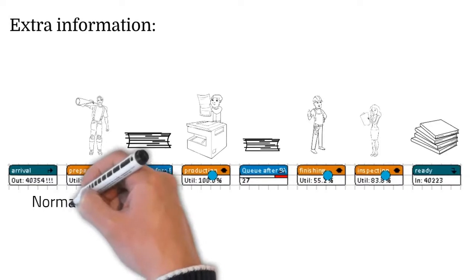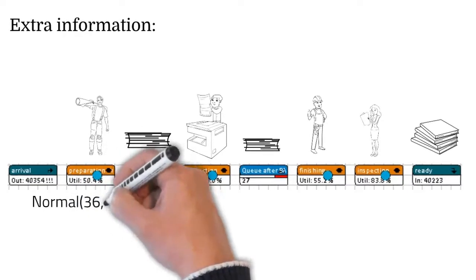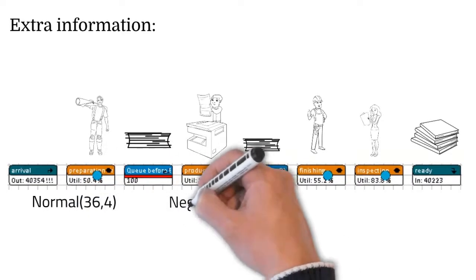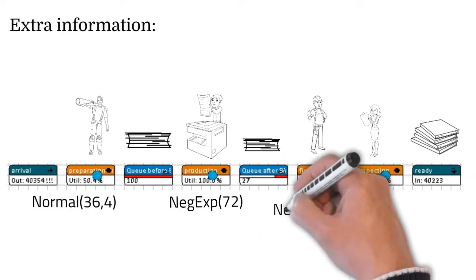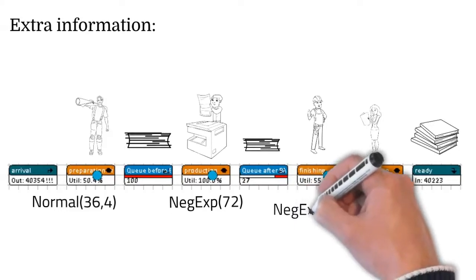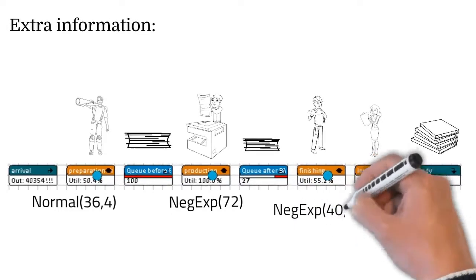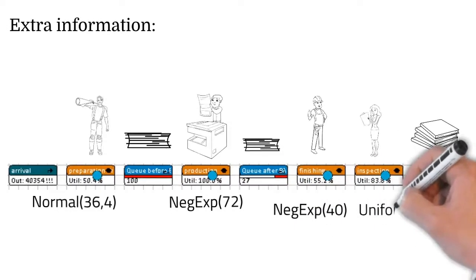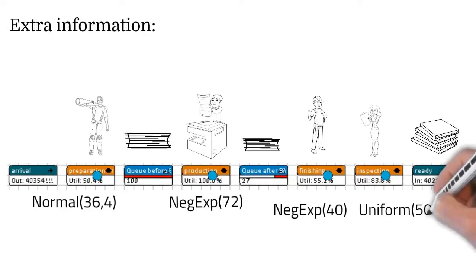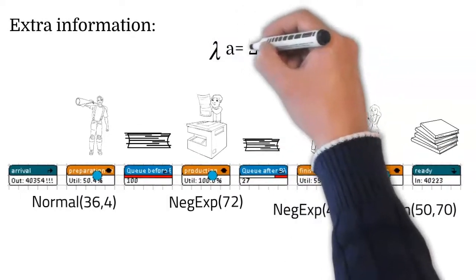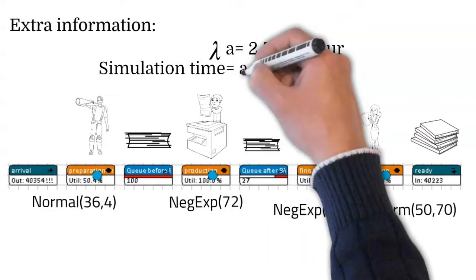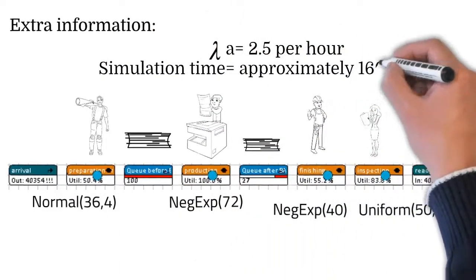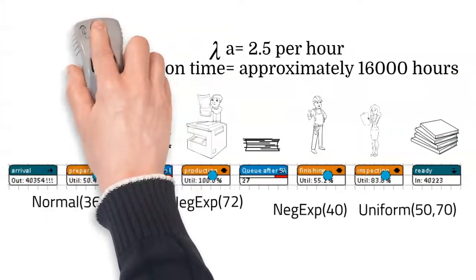Along with this, we might get some extra information, for example, the time of the job of every server. In this case, preparation is 36 seconds, normally distributed with 4 seconds of standard deviation. Production is 72 seconds, negative exponential. Finishing is 40 seconds, also negative exponential. And inspecting has a uniform distribution between 50 and 70 seconds. We might also get the arrival rate, in this case 2.5 per hour, and the simulation time is approximately 16,000 hours.